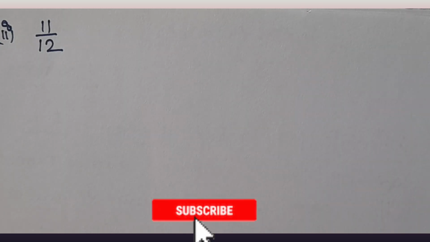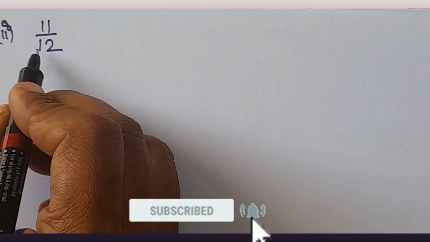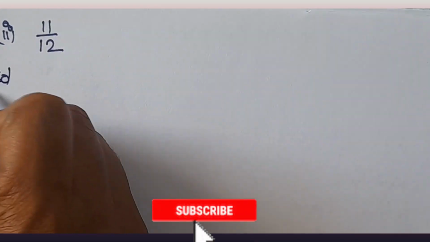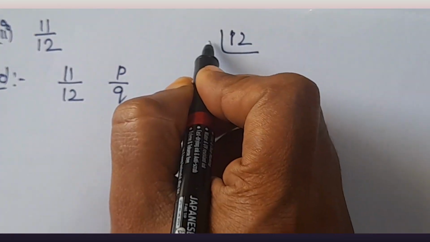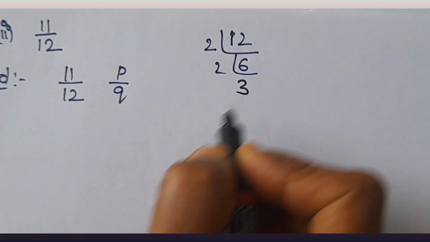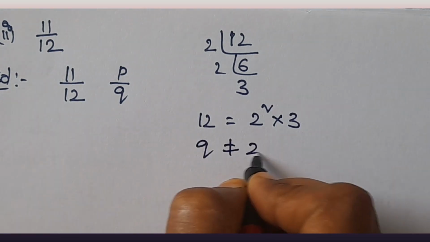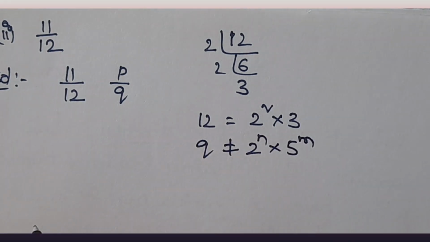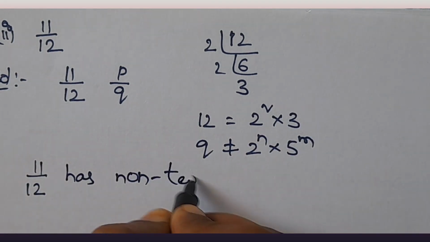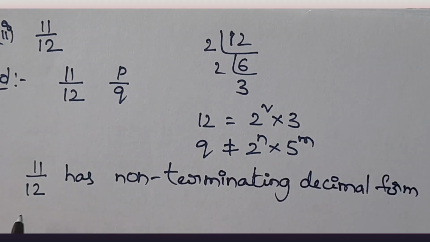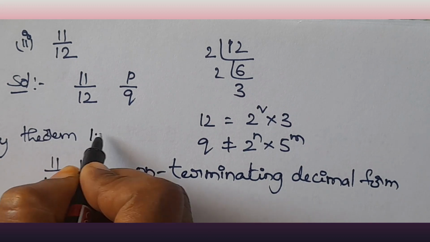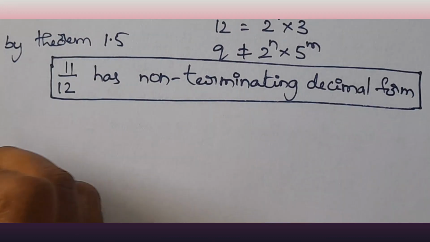Second bit, 11/12. Solution: given that 11/12 is the rational number in the form of p by q. The denominator is q; we have to find the factors of the denominator. We write 12 as 2 square into 3, which is not of the form 2 power n into 5 power m. By Theorem 1.5, the given rational number has a non-terminating decimal form.